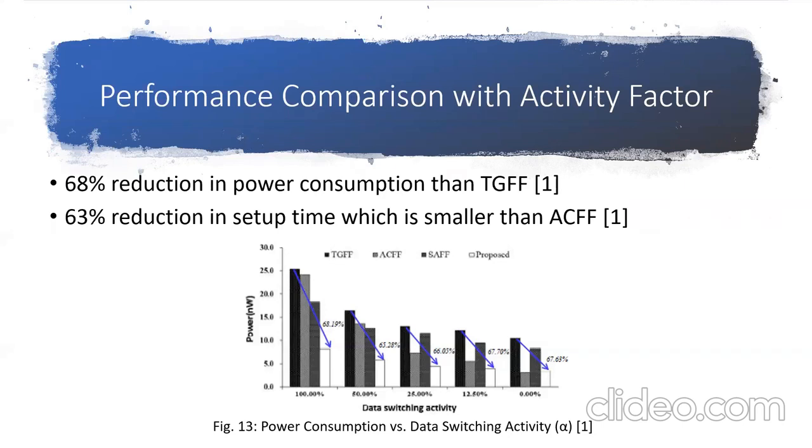This slide displays performance comparison with activity factor. On average, the proposed design showed 68% reduction in power consumption than the transmission gate flip-flop when tested with different data switching activity factors. Also, it achieved 63% reduction in setup time, which is smaller than that of AC flip-flop.